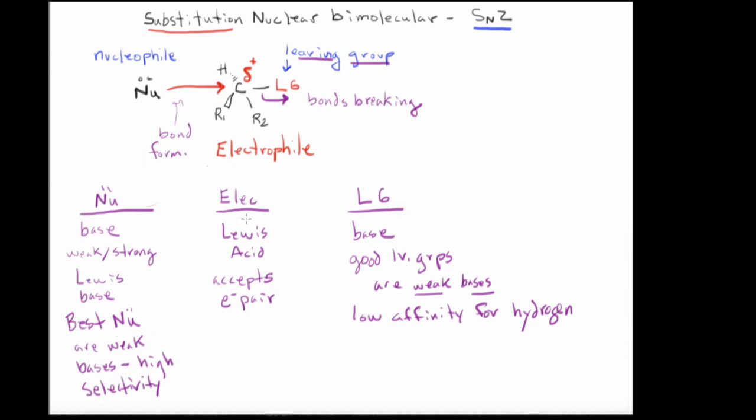So there are similarities between the nucleophile and the leaving group. In the case where you have a really strong base attached to an electrophilic carbon, it's going to be a crappy leaving group, and in fact the reaction is most likely going to be inhibited.